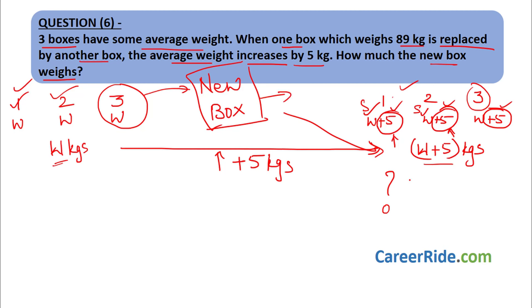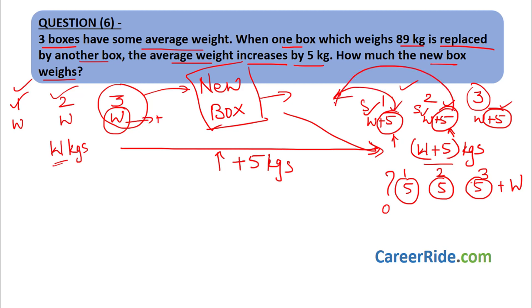The new box, that means, should have this increase of plus 5 for the first box, this increase of plus 5 for the second box, plus this increase of plus 5 for itself and plus the original weight. Now, since we are replacing box number 3, which has a weight of W, with another box, that is the new box, we do not know its weight. What should it have? It should have this weight W plus it should have this increase in weight plus it should have this increase in weight, right? All these three things should be compensated by this new box.